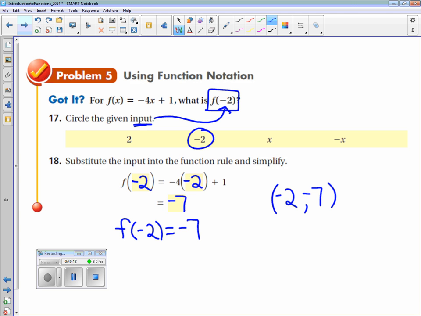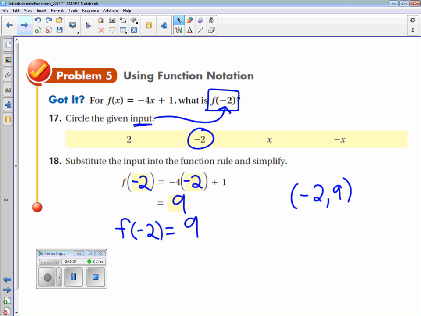Oh, actually, Raul, smarty. Okay? So he's exactly right. He caught me in a mistake. A negative times a negative is a positive, so 8 plus 1 would be 9. Very good. So the point is really -2, 9, isn't it?